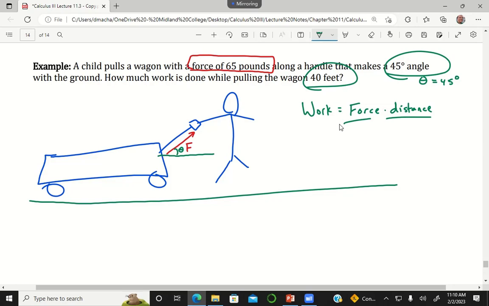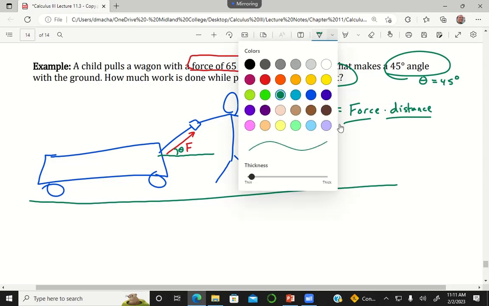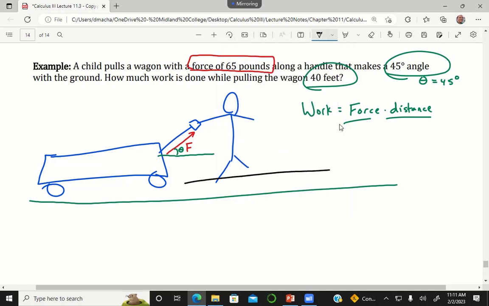So you might be tempted to be like, well, the force is 65 pounds and the distance is 40 feet. So 65 times 40 is like 2,600 or something like that. But the trick here is that the force isn't in the exact direction of the distance, right? So this is my distance. And the force is not totally in the direction of the distance. It's like a little bit off. It's like 45 degrees away from it.